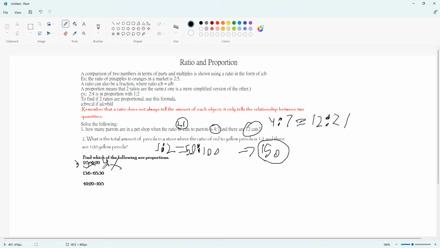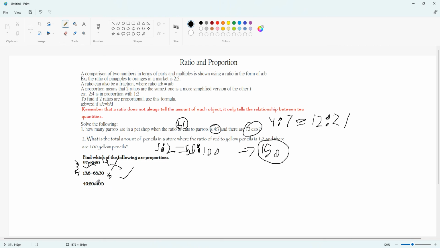13 is to 6 and 65 is to 30. So here, let's try it this way again. So we take 65, we divide it by 13, and what do we get? Well, we get 5 when we divide them. So we keep a 5 here. And then we have 30 and we divide that by 6 and we also get a 5. So this one is proportional. Yes, I'll keep a check mark.